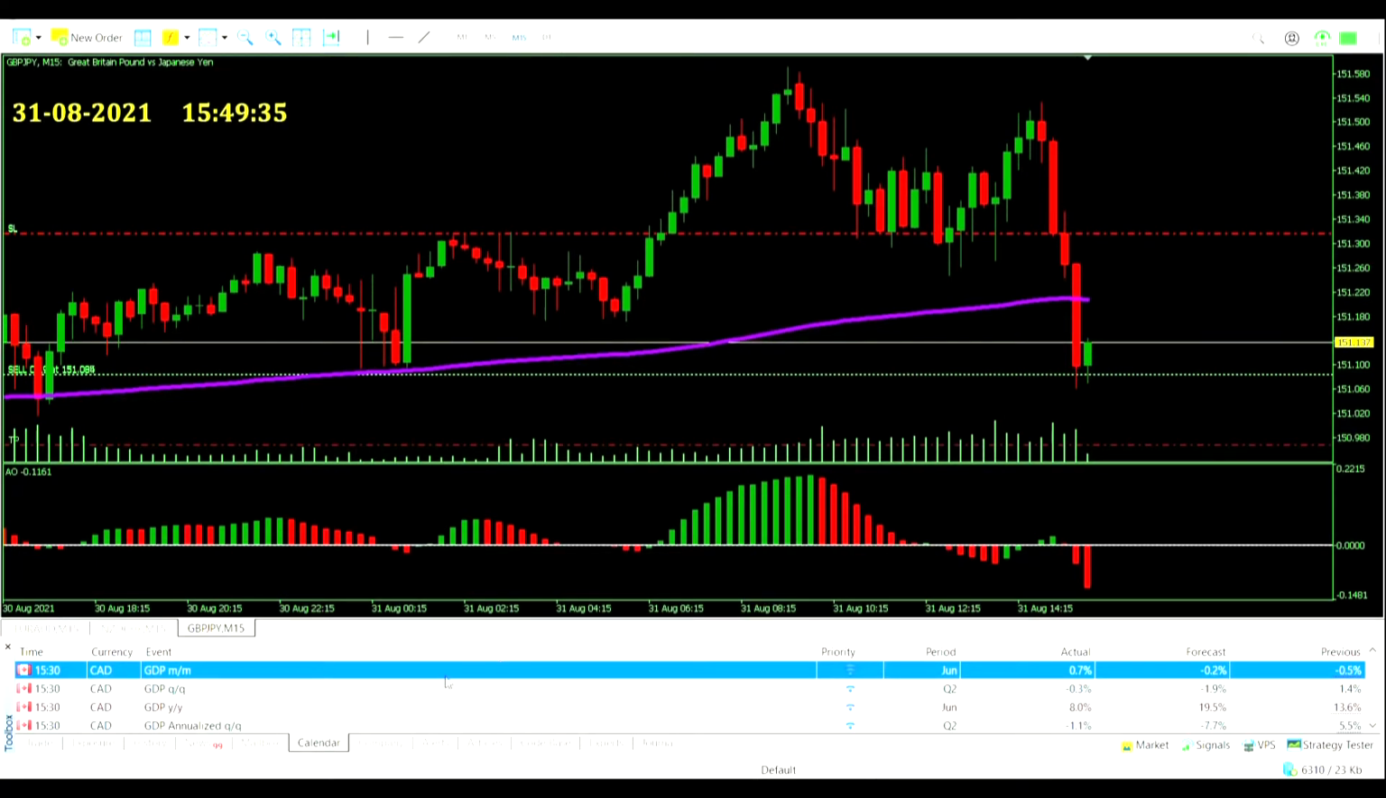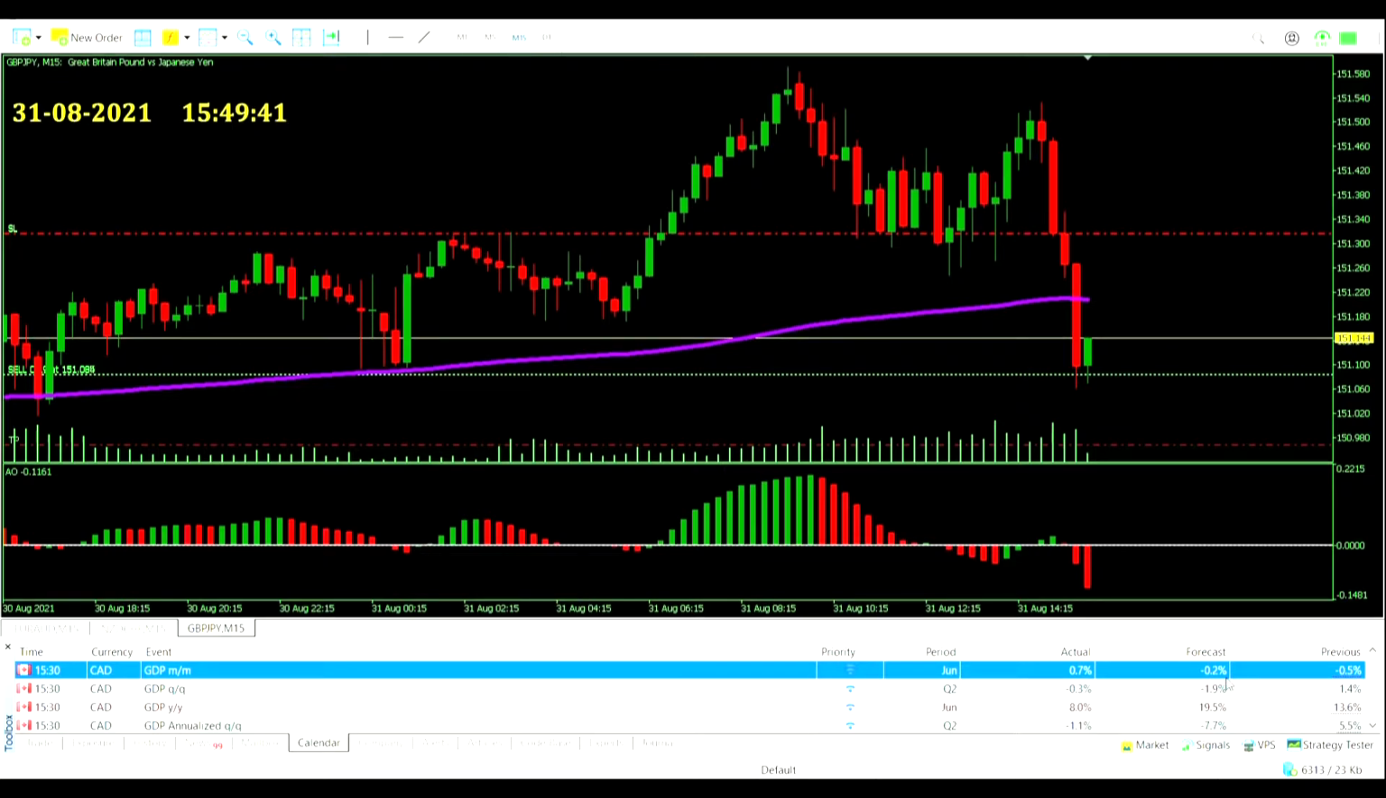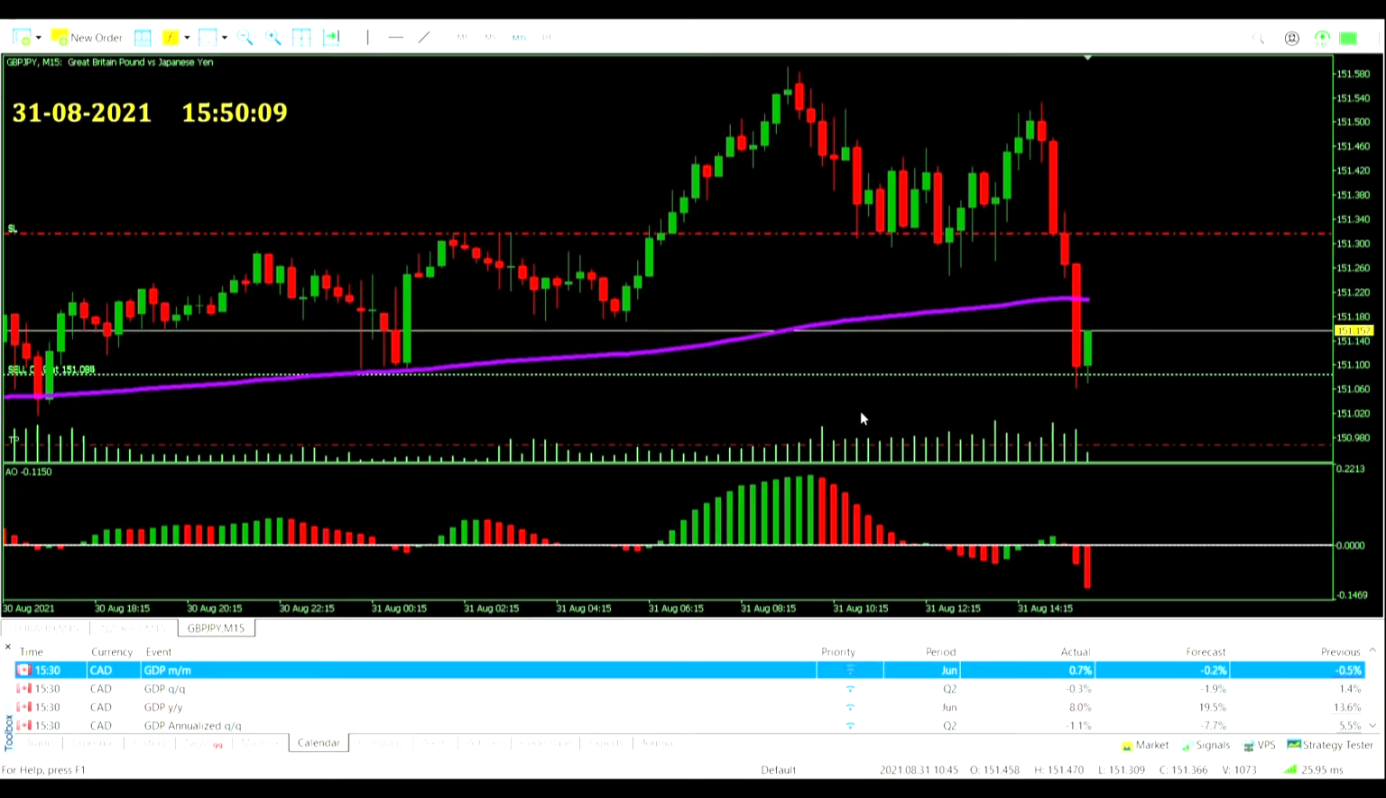If anyone was curious about the Canadian GDP numbers, how they came in, the month on month was a good beat. 0.7 actual against negative 0.2 forecast. Same with the quarterly, only negative 0.3 actual compared to negative 1.9 forecast. Although they did miss the year on year with only 8% actual against the 19.5% forecast. Generally though, not too bad numbers come from them. Anyone trading on the Canadian dollar might see that going a little bit stronger if the banks want it to.